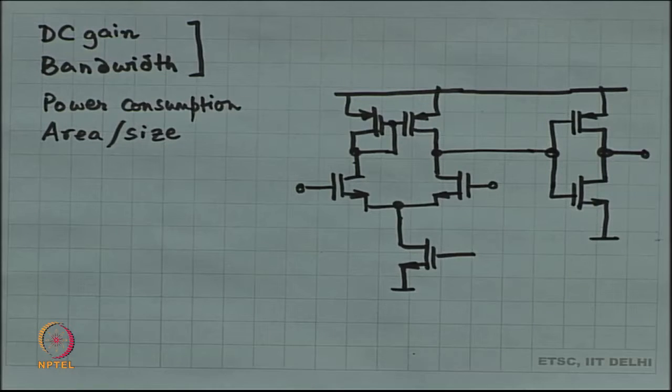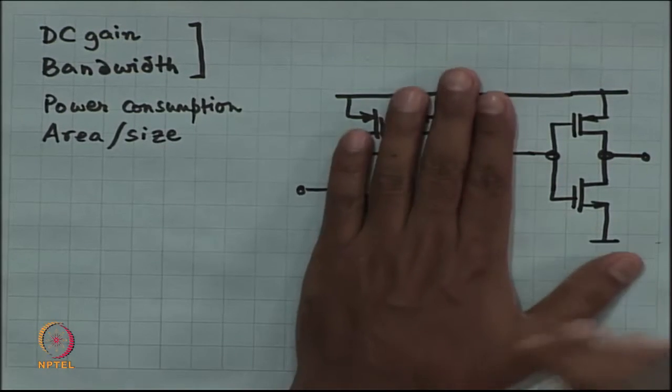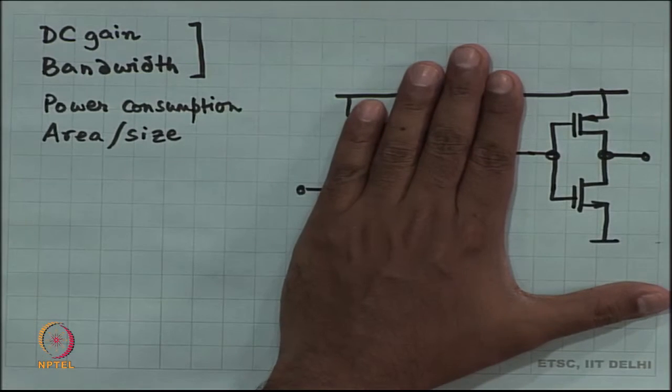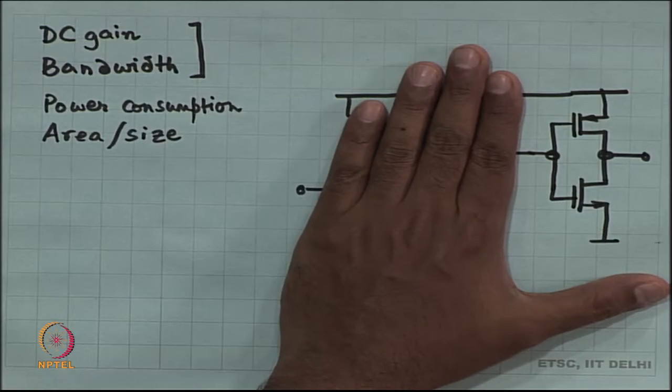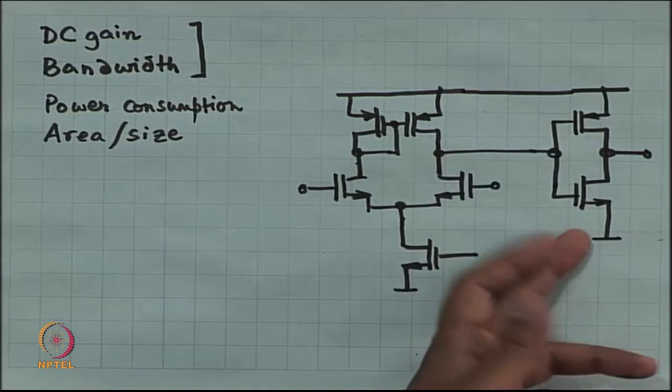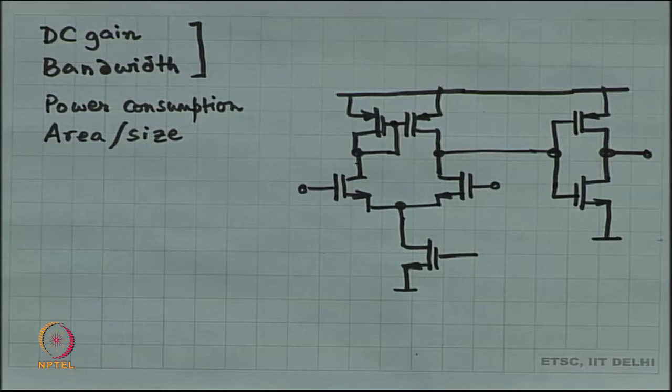This is called the CMOS inverter. This is actually a very popular digital circuit, the CMOS inverter, NOT gate. Okay, the NOT gate also happens to be a common source amplifier, right. PMOS common source amplifier, NMOS also is a common source amplifier. Okay. So, this is the structure.